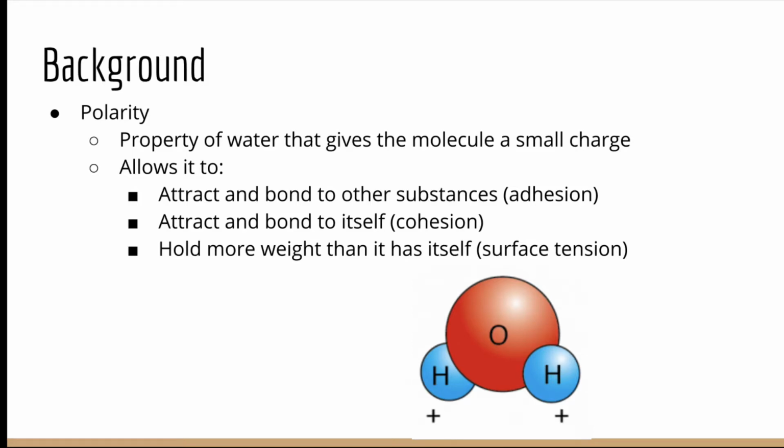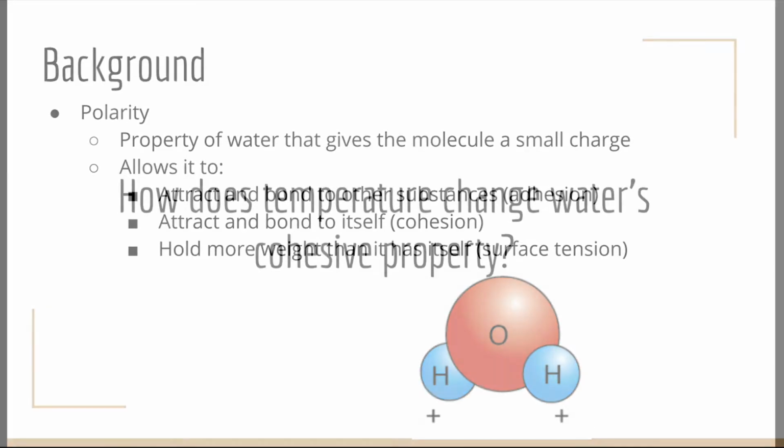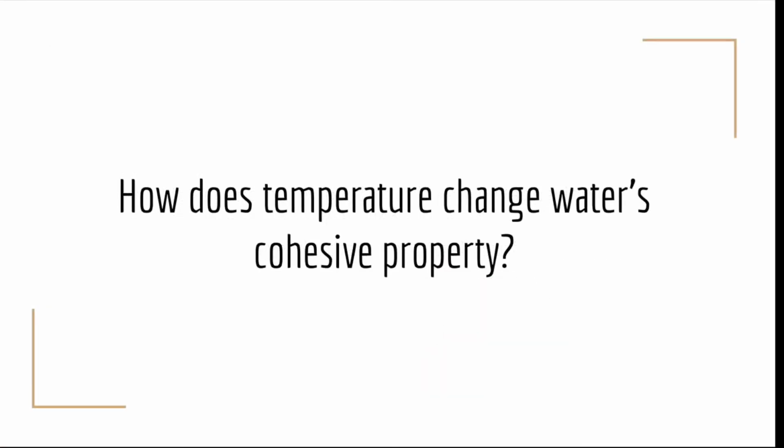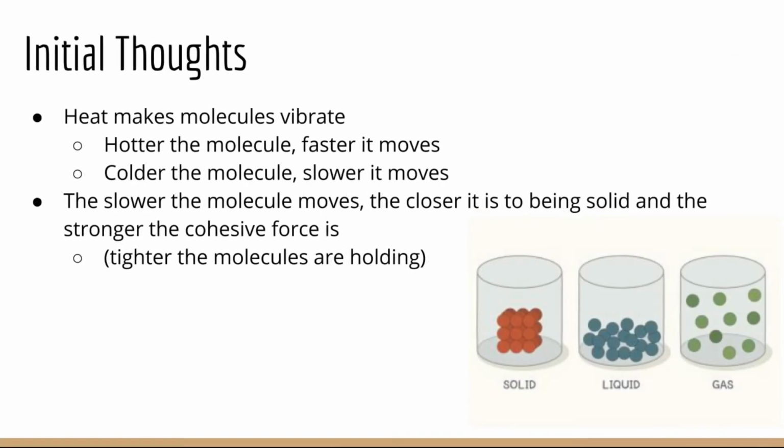So, since the oxygen is so much larger than the hydrogens, it's going to leave the molecule with an overall small negative charge. This allows it to attract and bond to other substances, which is called adhesion, attract and bond to itself, which is called cohesion, and hold more weight than it has itself, which is called surface tension. So the question I'm asking is, how does temperature change water's cohesive property?